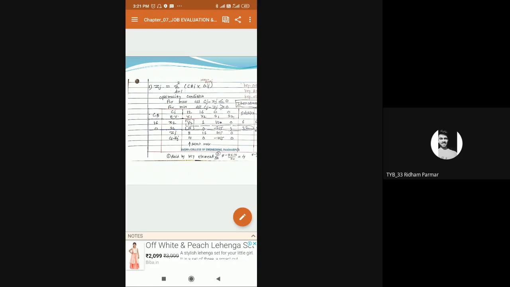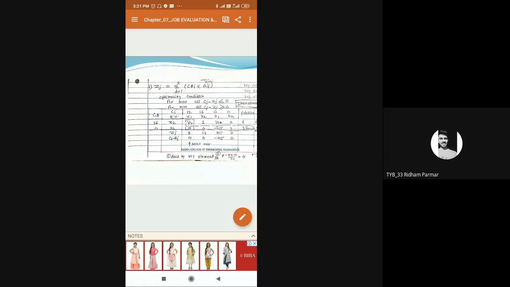After that, next Zj is 4 by 2, and what is the Cj in that? 0. So 0 minus 4 by 2. Similarly, you can calculate the last one: Cj is 0, Zj equal to 0, Cj minus Zj. So you can observe the last row, Cj minus Zj.